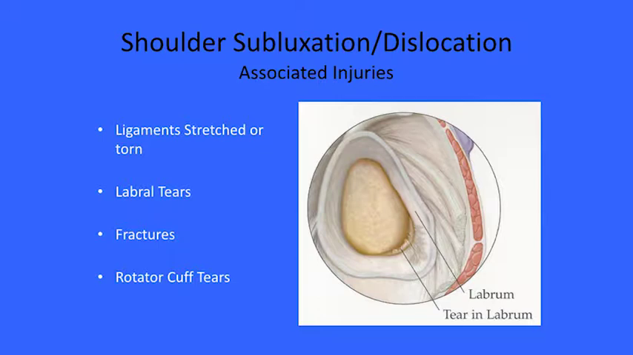Dislocations and subluxations can have associated injuries such as tears of this labrum. The labrum is the structure that goes all the way around the shoulder here, and this is a torn labrum. But you can also have fractures, as we showed you, rotator cuff injuries, and tearing of the ligaments, and we'll get into some other things in a little bit here.